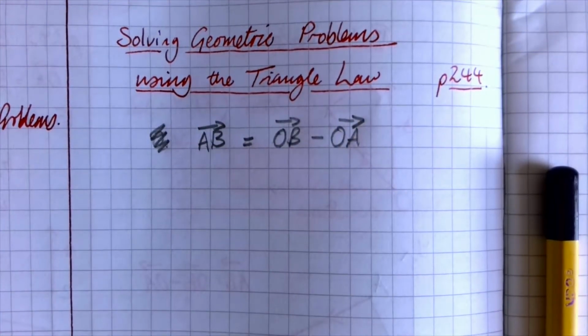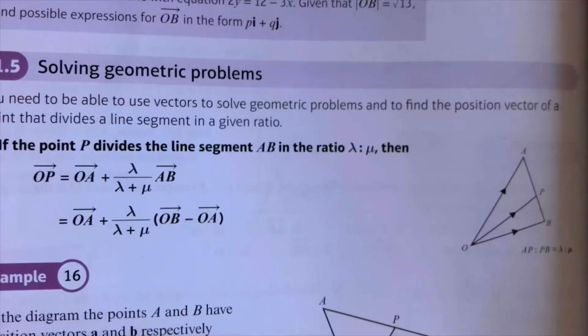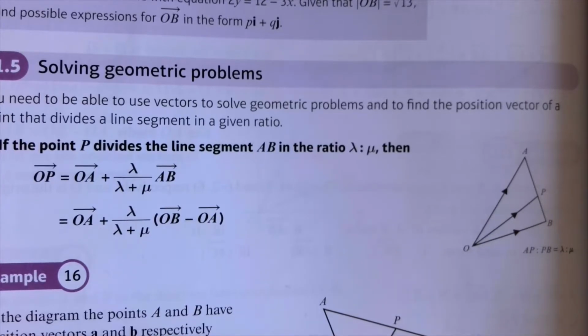And I say that now because that's going to lead into something you're going to want to make a little copy of from the book on page 244. This little diagram here goes along with this bit talking about if the point P divides the line segment AB in the ratio lambda to mu. What does this mean? AP to PB is equal to lambda to mu. Right, so let's have a little look and see what that's all talking about.